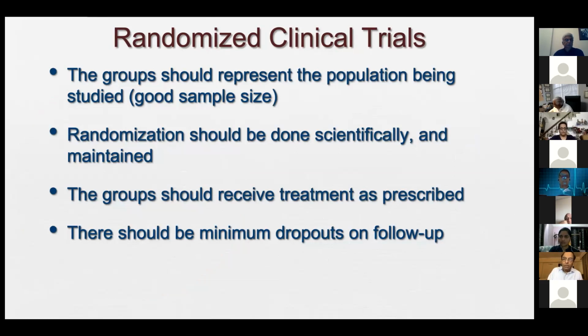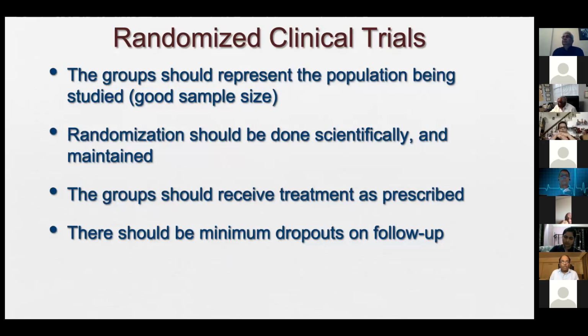The important thing about randomized clinical trials is that they should conform to 3 or 4 important principles. One, the most important, is that the group should represent the population that we are trying to study. So we have to have a good sample size. If we take a very small sample size, it may not represent the population that we are trying to study.